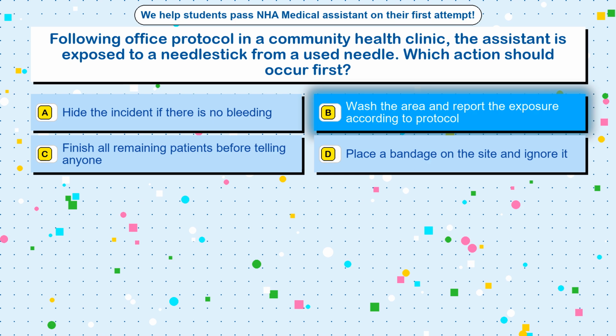The correct answer is option B. Wash the area and report the exposure according to protocol.